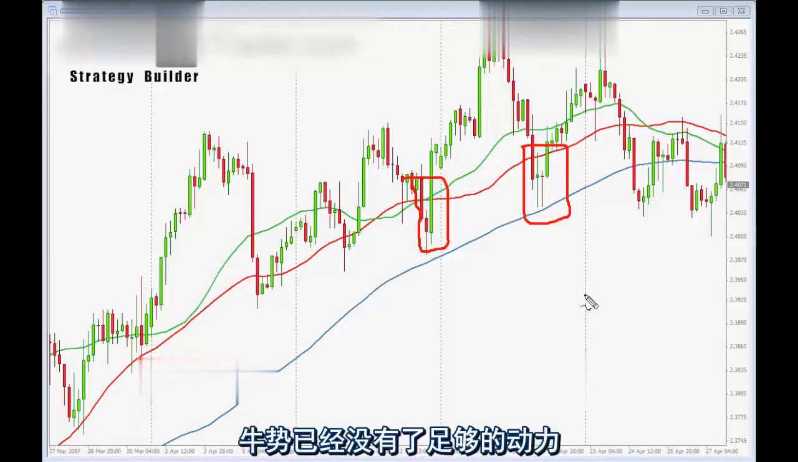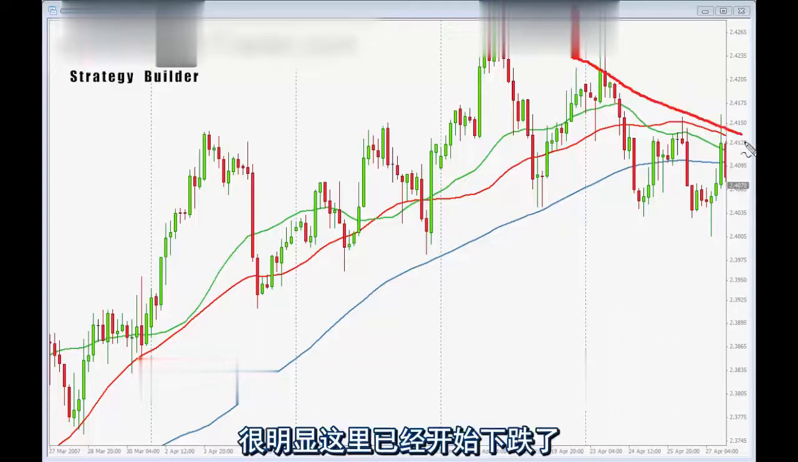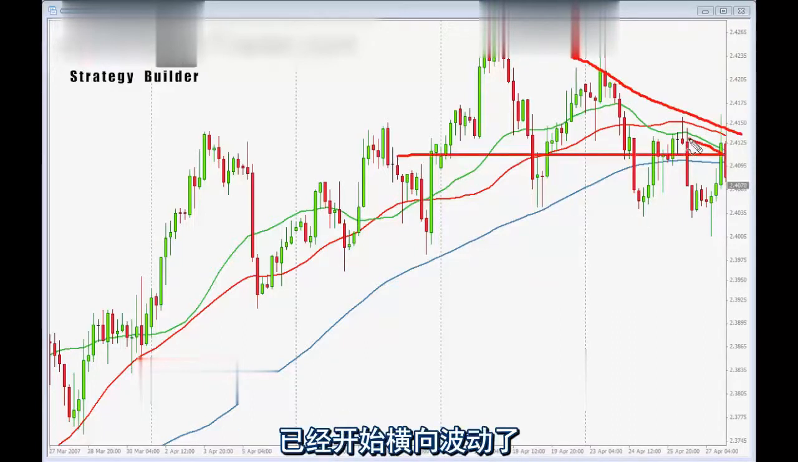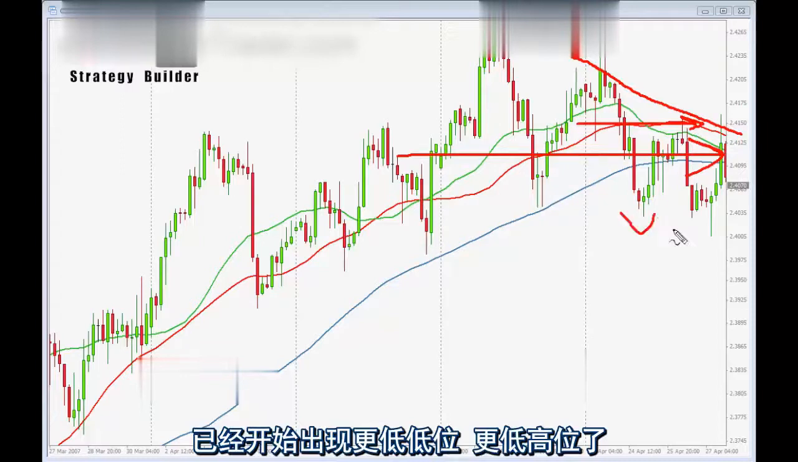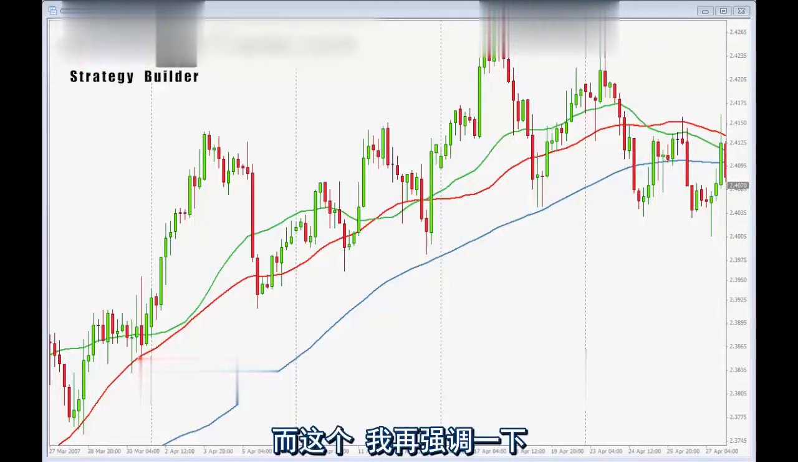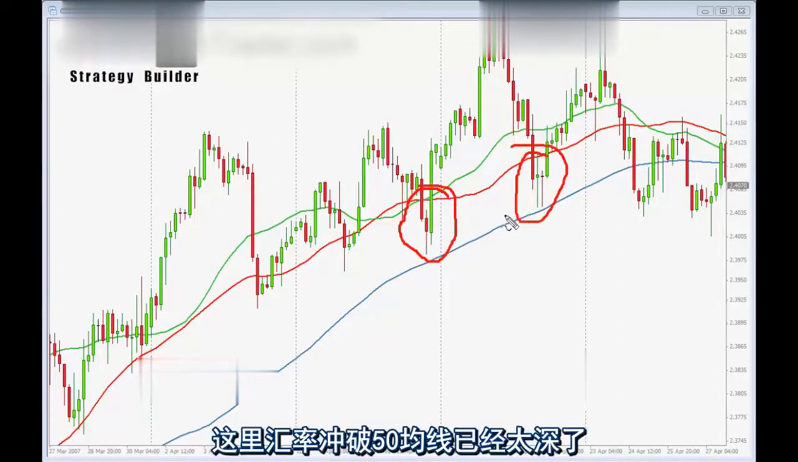The bulls may be running out of steam, they might be exhausting, and the trend as a whole might be, like I say, running out of petrol. And this is the case. As you can see now, I can clearly draw a downtrend. We're basically moving sideways. The moving averages are flattening, and we are making lower lows, lower highs, etc., etc. And that, once again, I repeat, it's important, was signified in advance by the 50 simple moving average, or rather by price biting too hard, quite a deep dent into the 50.